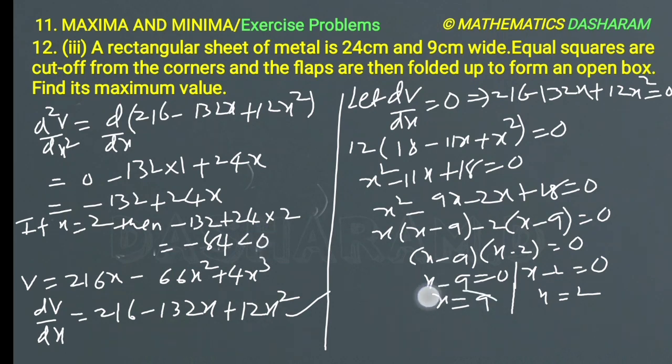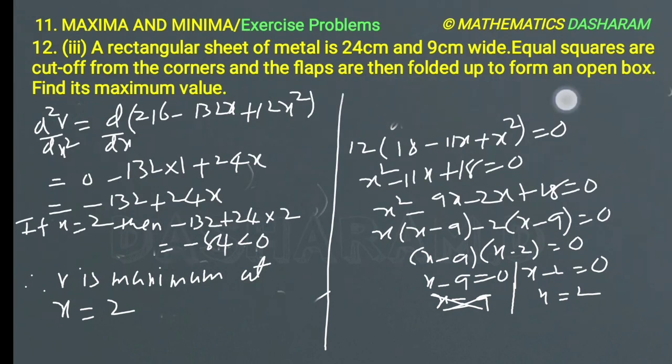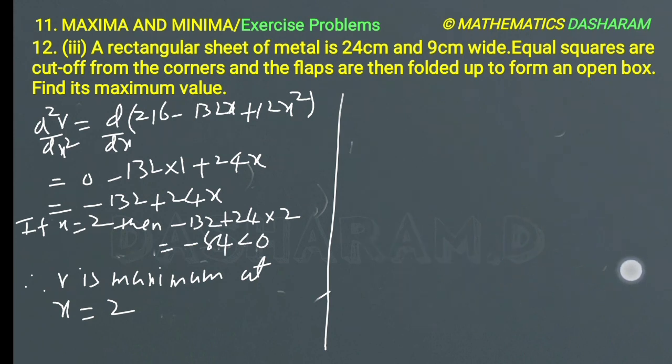But when you substitute x equals 9, you will not get a negative answer. So we can ignore x equals 9. Therefore V is maximum at x equals 2. He is asking what is the maximum value. Maximum value means capacity, so we have to find the volume. And here the side of the square cut off is 2 centimeters.